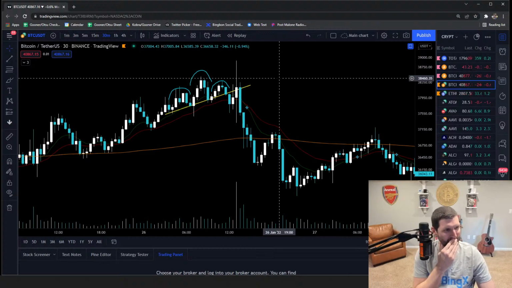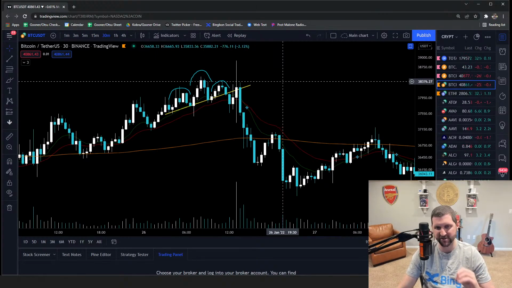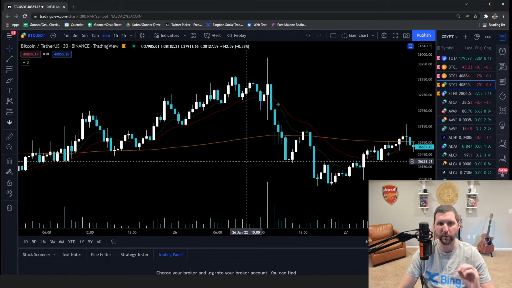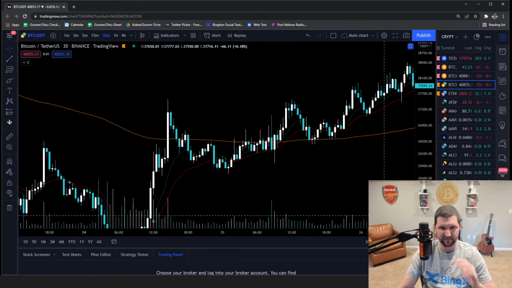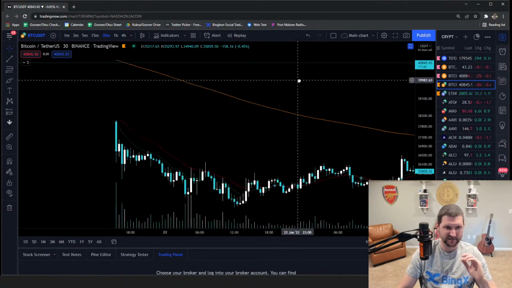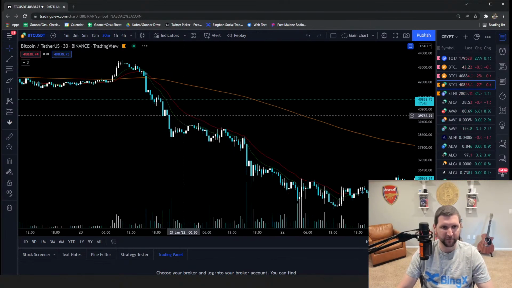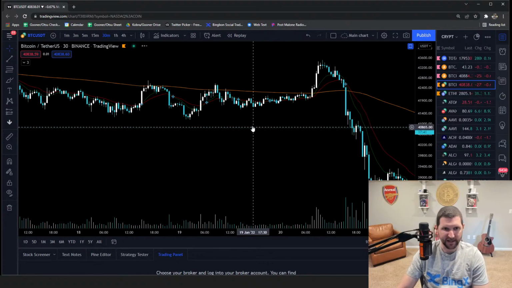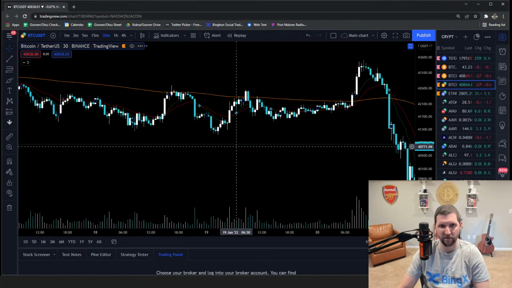Somebody asked, why do we consider wicks? I only use candle bodies. I only rely on candle closes. All of my strategies rely on candle closes, not wicks. Some people use wicks, that's fine. I do not. It's not in any of my strategies. Everyone finds success in different ways, so I can't say wicks are bad, but I also just don't ever use them.